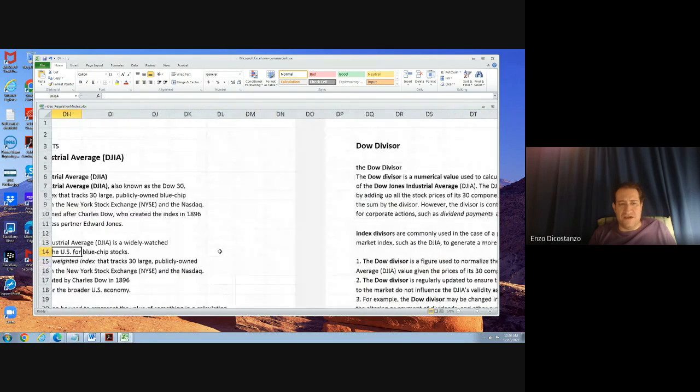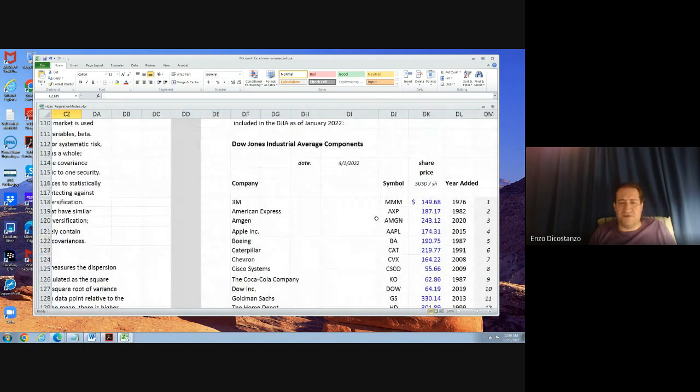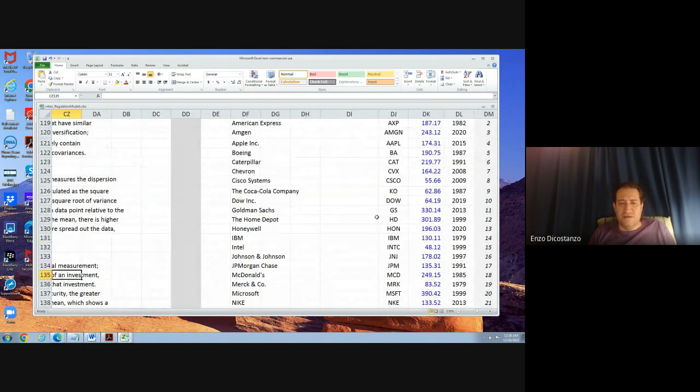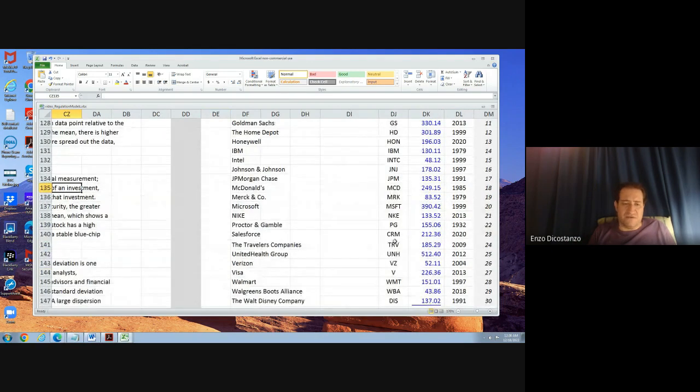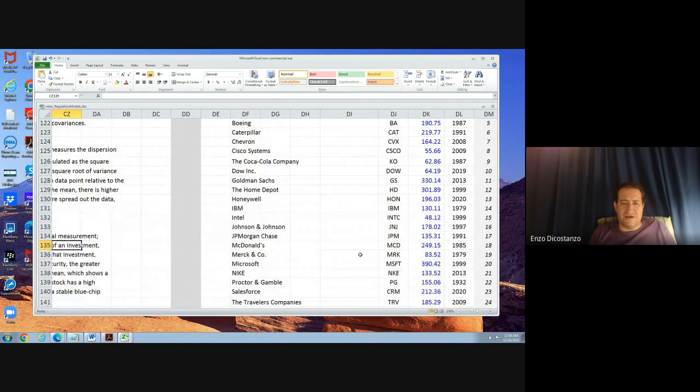We have the Dow Divisor here. Yeah, here they are. I knew I listed them. These are the components of the Dow Jones: American Express, Apple, Boeing, Goldman Sachs, Home Depot, IBM, Intel, Johnson & Johnson, McDonald's, Microsoft. Is ExxonMobil in here any longer? It should be, or used to be. It's not, but I don't know why.